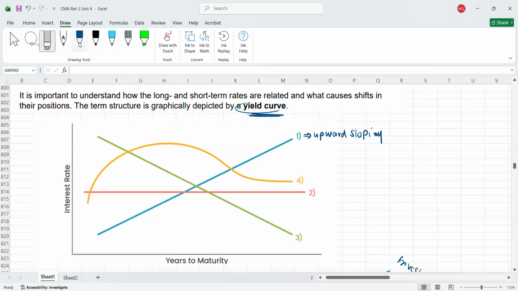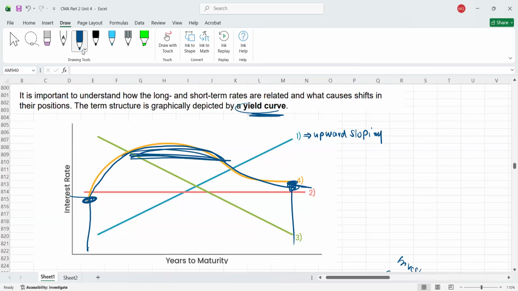Okay, line number four. You can see here it's humped. It's called a humped line. Here is short term, because maturity is here. Here is this point, it shows long term. So look at it: short-term interest and long-term interest are lower, but in the mid duration, the interest rates are higher.